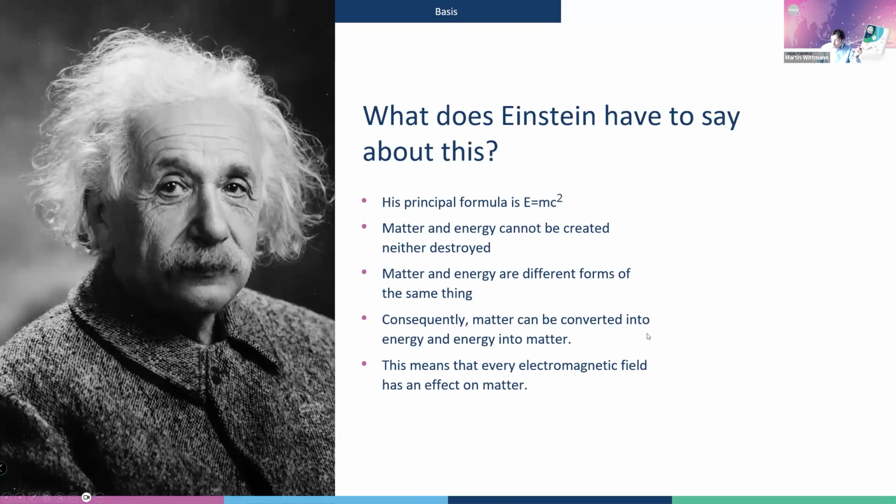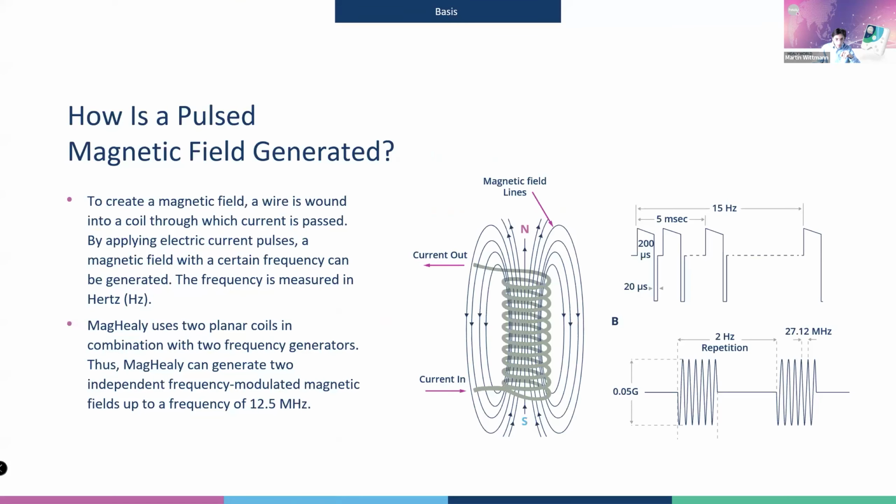Consequently, matter can be converted into energy and energy into matter. So it's always a back and forth. And this means that every electromagnetic field has an effect on matter. So that's a very, very interesting fact, that if you have an electromagnetic field, you also have, of course, energy in this electromagnetic field, in this magnetic field. And if you apply such a magnetic field on matter, you impart energy into matter. And in this matter, something happens. And that's what we are using.